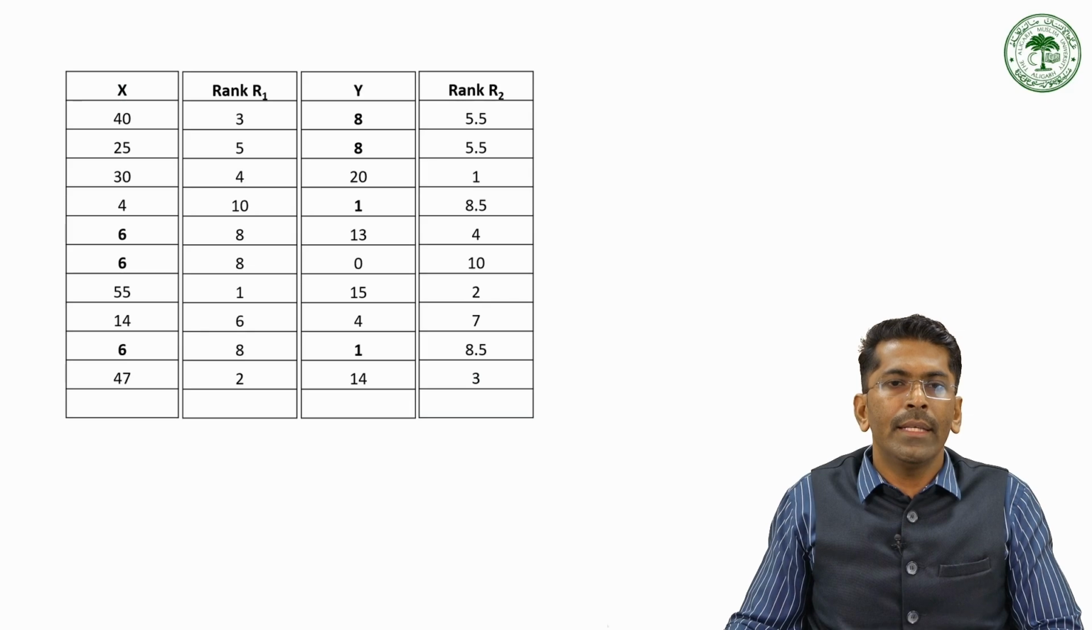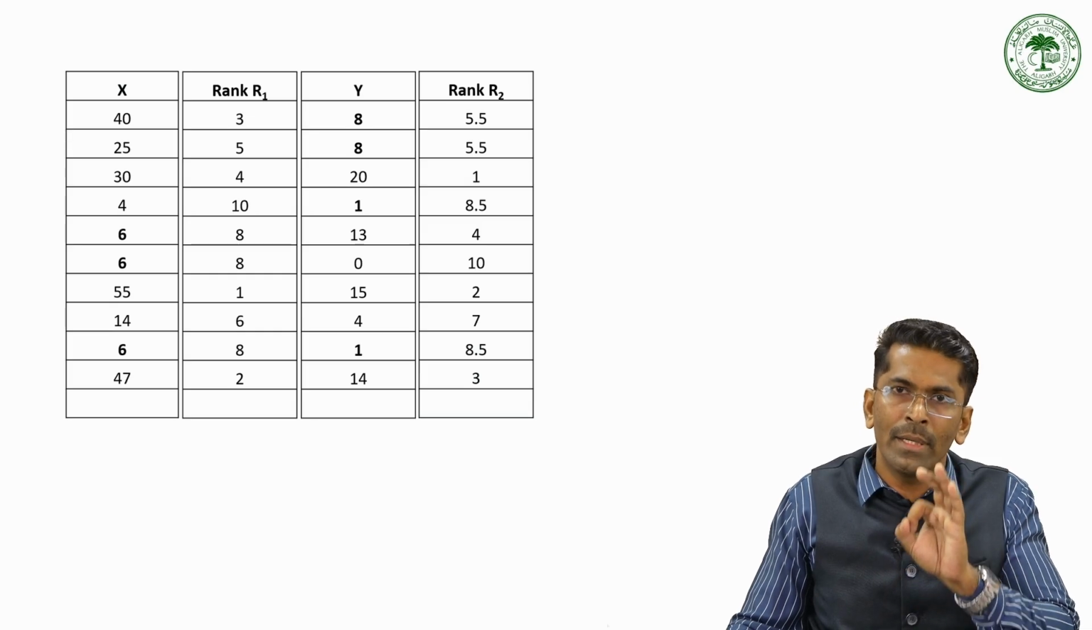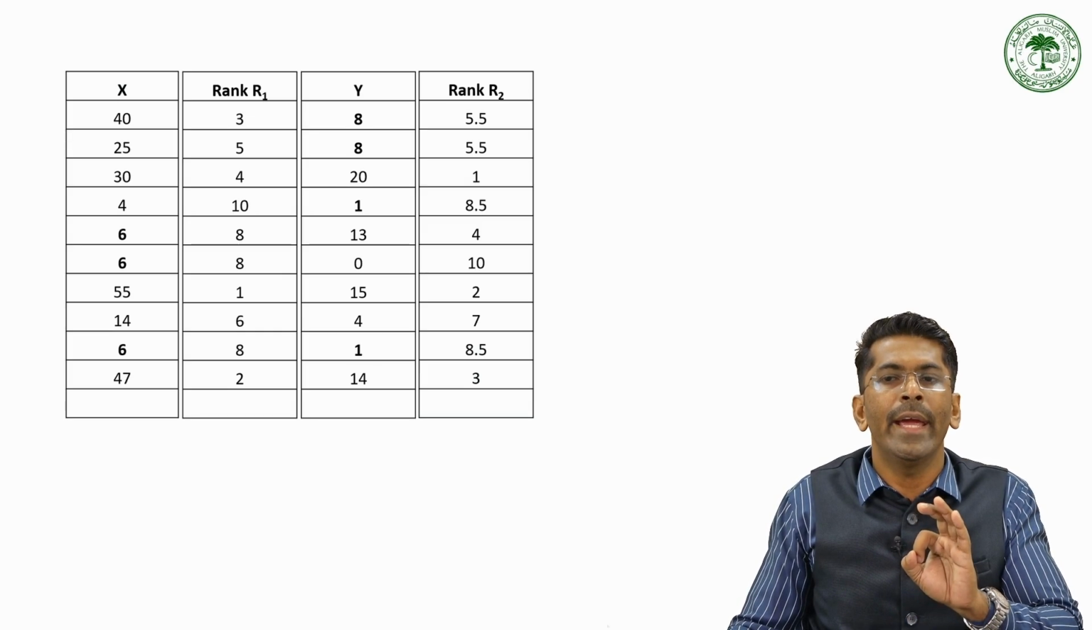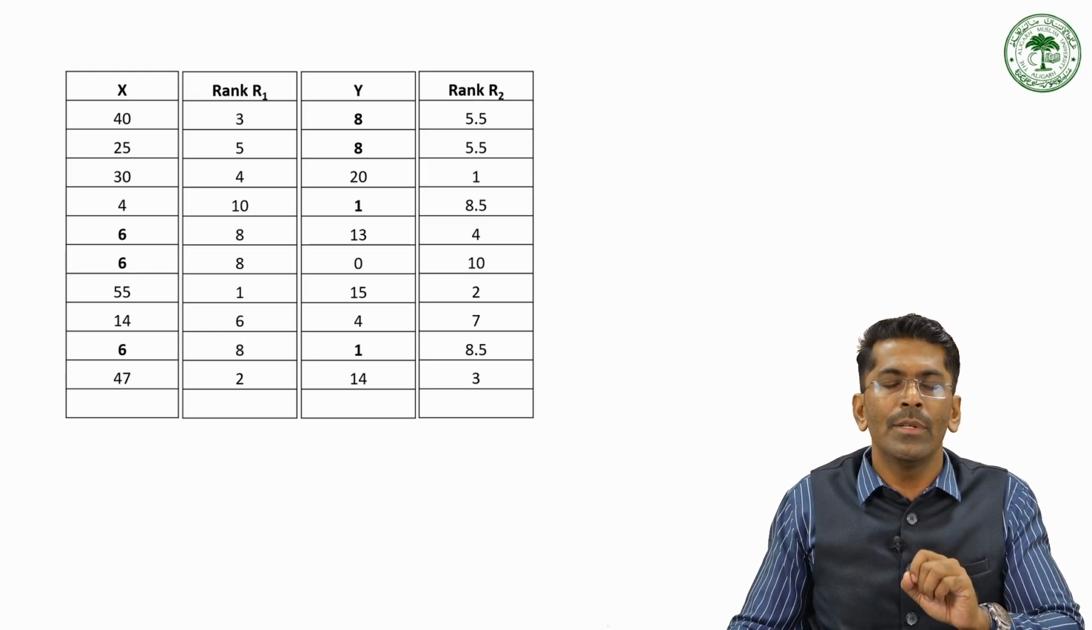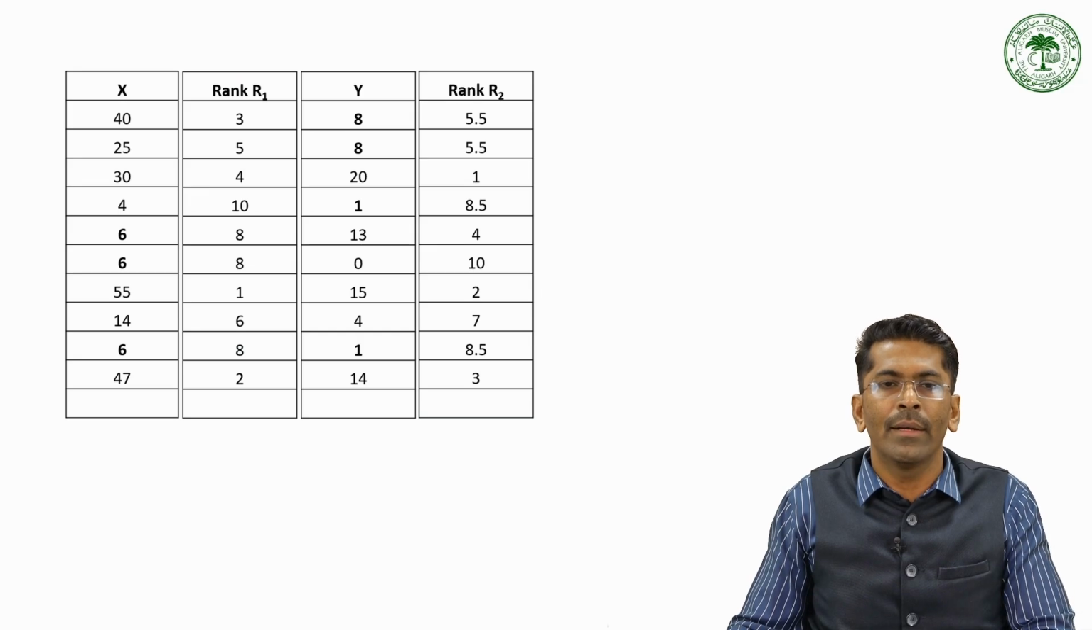Here again, 1 is repeated. It was 8th rank and this was the 9th rank. So instead of denoting the 8th and 9th rank, what I have done here is added the 8th and 9th, which is equal to 17, and calculated the average, which is 17 divided by 2, which is equal to 8.5. So for the 1 here also I have assigned 8.5 and here also I have assigned 8.5.